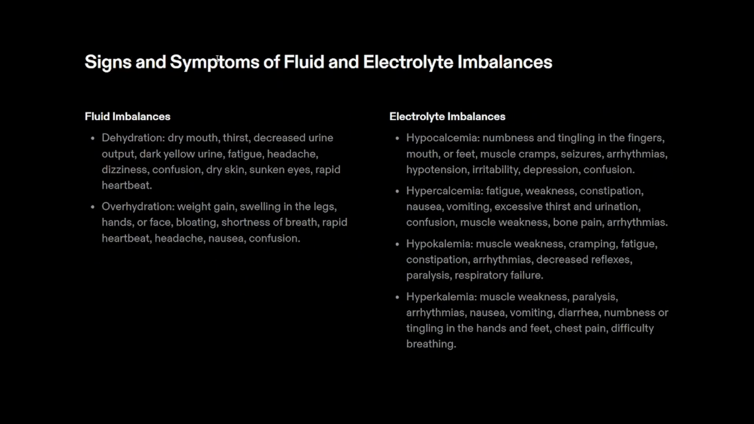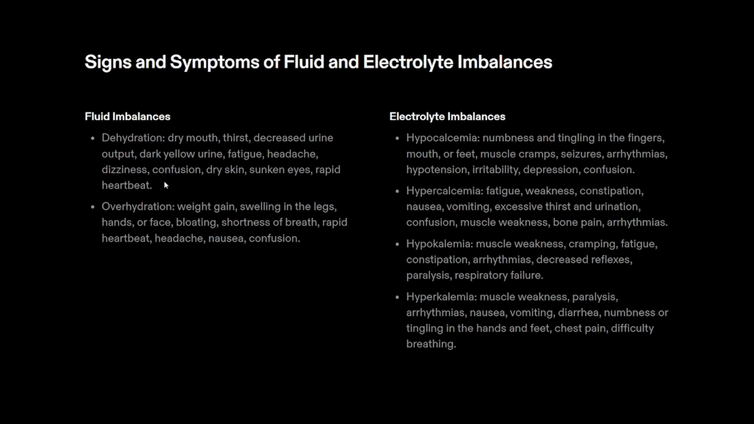Next, signs and symptoms of fluid and electrolyte imbalance. In case of fluid imbalance, there will be dehydration or overhydration. In case of decreased volume, there will be dehydration. We can observe dry mouth, thirst, decreased urine output, dark yellow colored urine, fatigue, headache, dizziness, confusion, dry skin, sunken eyes, and rapid heart rate.